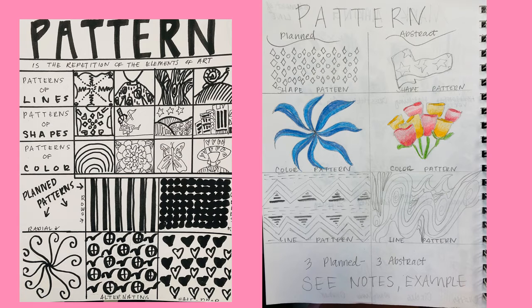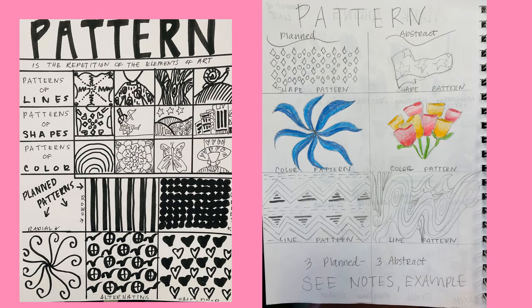We already know that pattern is the repetition of the elements of art. So, starting at the top, you have pattern of lines. Now, these top three are more of your abstract patterns. They're just patterns that you find or see. There's no exact measurement or repetition.